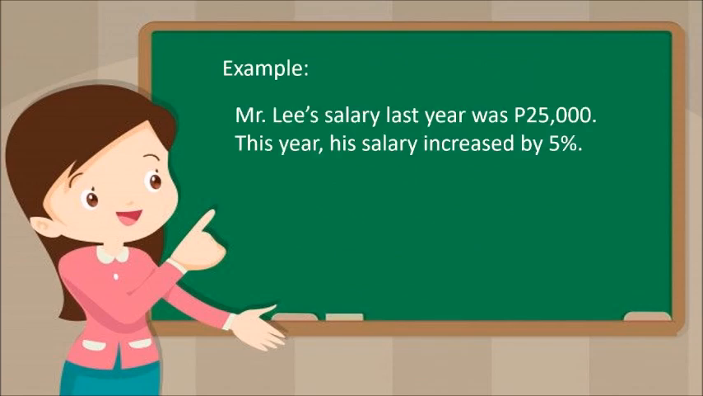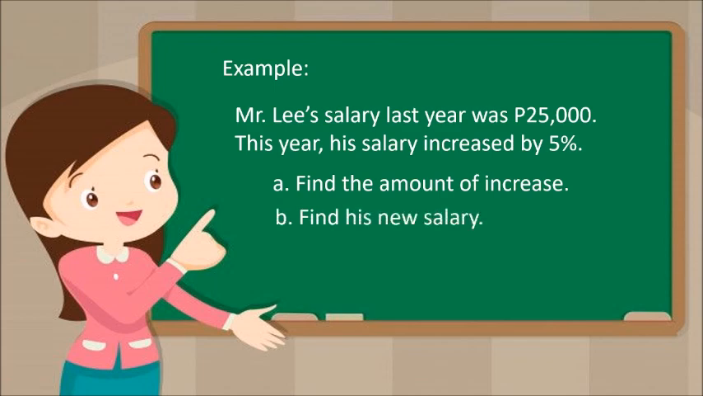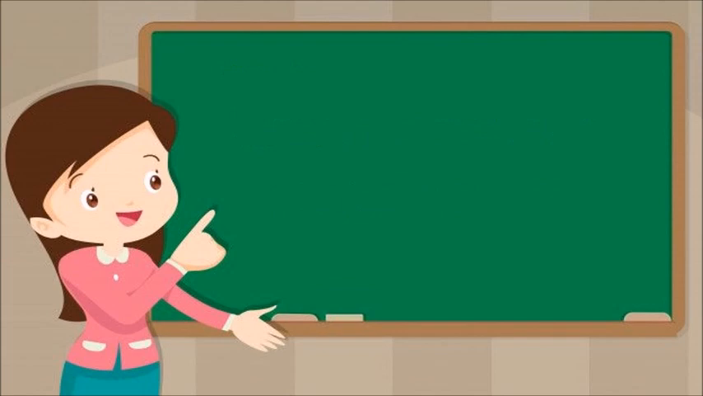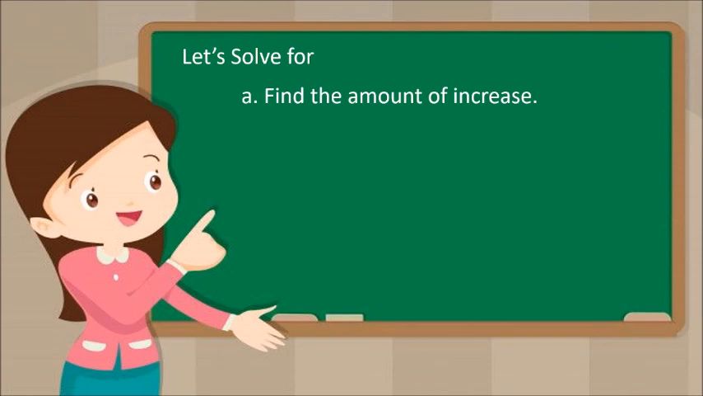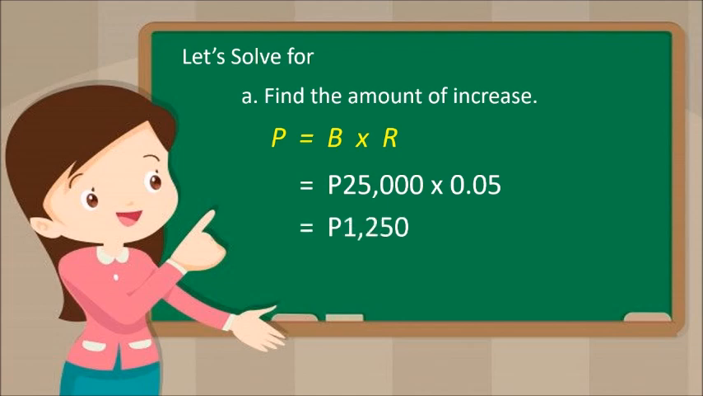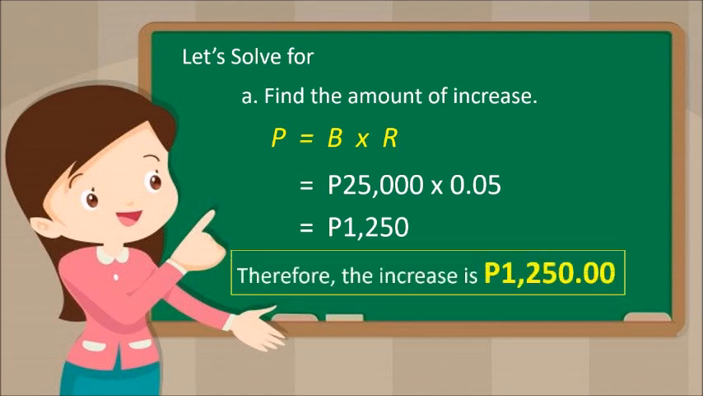Example, Mr. Lee's salary last year was 25,000. This year, his salary increased by 5%. A, find the amount of increase. And B, find his new salary. Let's solve for A, find the amount of increase. P is equal to B times R, where B is 25,000 and R is 5%, which is also equal to 0.05. So we have 1,250. Therefore, the increase is 1,250.